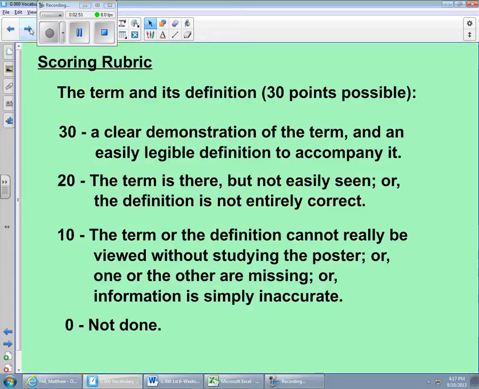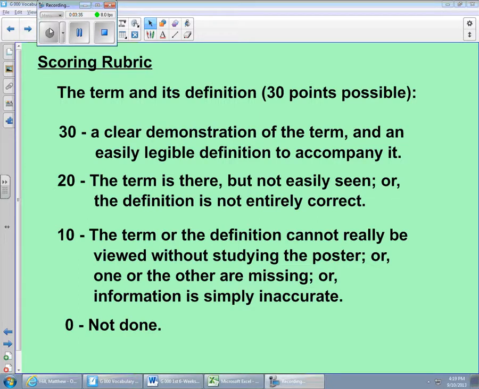So let's look at how your grade is going to be broken down. It's going to be a 100-point maximum type grade with possible extra credit. Okay, the scoring rubric is basically going to be this. You got 30 points possible for the term and its definition. So a perfect term and definition, you'd have 30 points for a clear demonstration of the term and easily legible definition to accompany it. So keep in mind, these are going to be posters that are going to end up in the classroom. So we want to write big enough so that if they're hanging up near the ceiling on the wall, we can actually see what the words actually say.